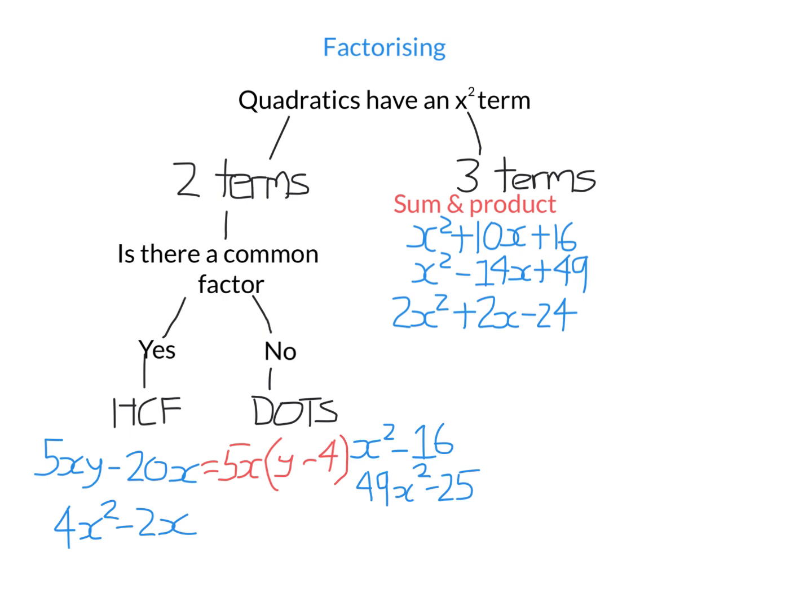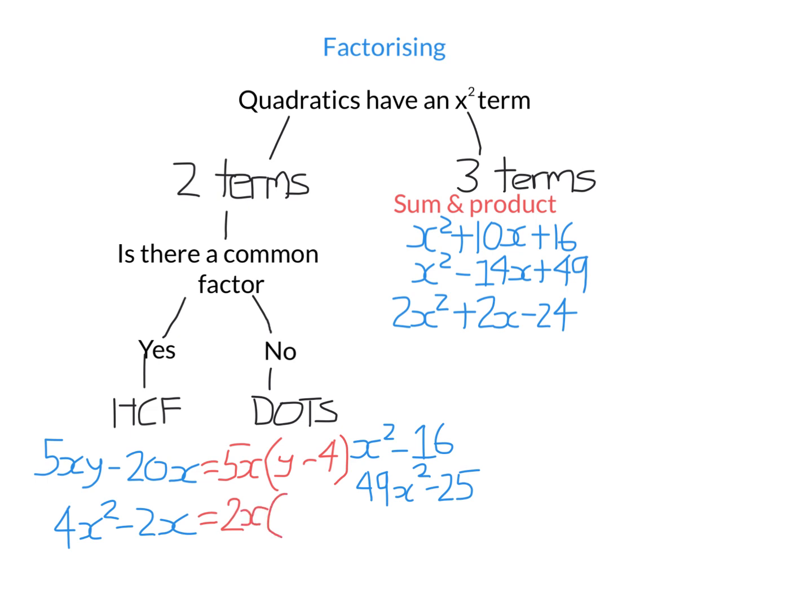So factorising is the opposite of expanding. If I expand my answer, I get what I started with. All right, this expression here is a quadratic because it has an x squared term. It has 2 terms. Those terms have a common factor. 4 and 2 share a common factor of 2. Both terms also have a common factor of x.